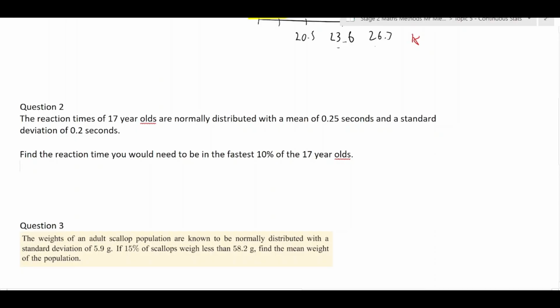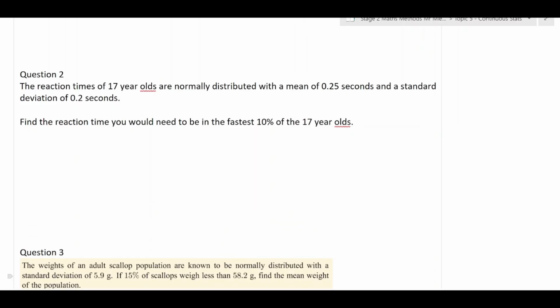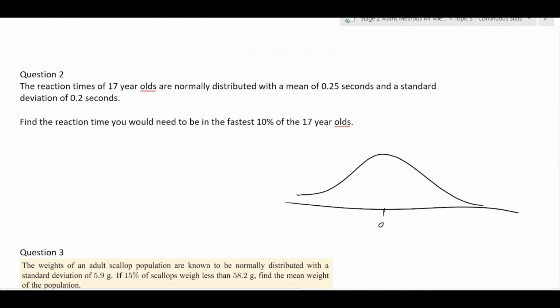All right, next we're going to do this. The reaction times of 17-year-olds are normally distributed like that. Find the reaction time you need to be in the fastest 10% of 17-year-olds. So we want the fastest 10%. We want reaction time, so we'd be looking at something like this. They're distributed with a mean of 0.25 and standard deviation of 0.02, my bad. So you get 0.27 as your next one, and 0.23. Basically you want to figure out what number you need, let's call that K again, so that you're in the fastest 10%. So that area should be 0.1 there.